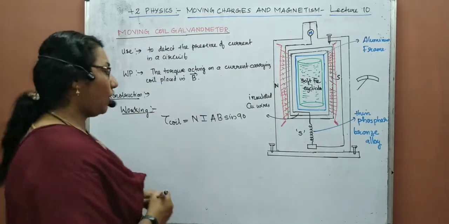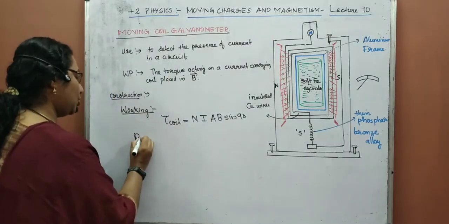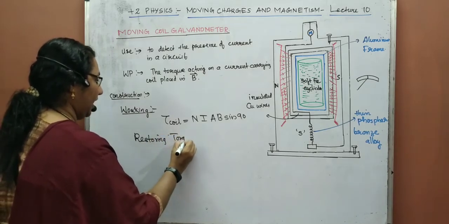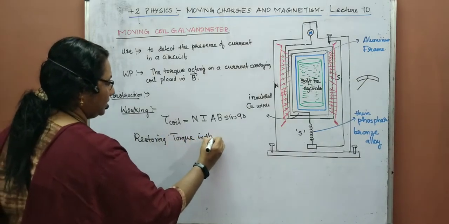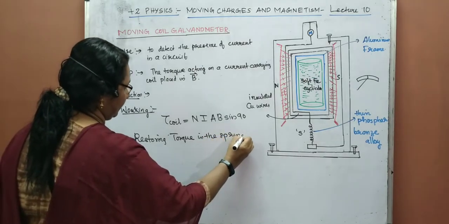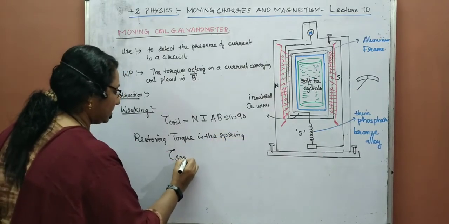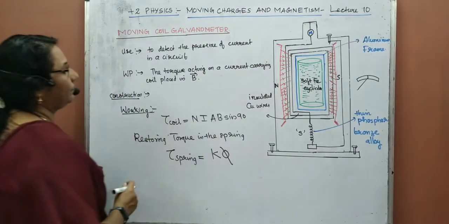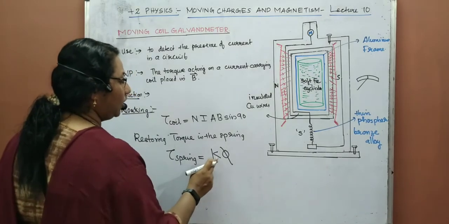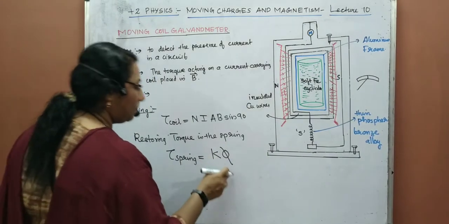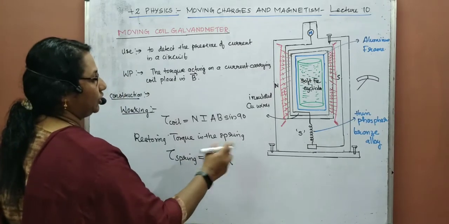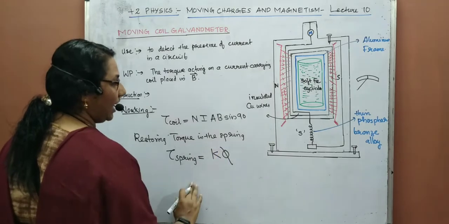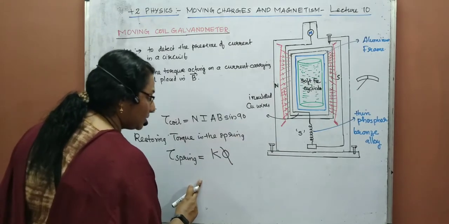And the restoring torque in the spring is given by the equation. Torque in the spring is given by K phi, where K is called the torque constant or couple constant or couple per unit twist. That is a constant related to the spring. And phi is the angle of deflection occurred in the spring.